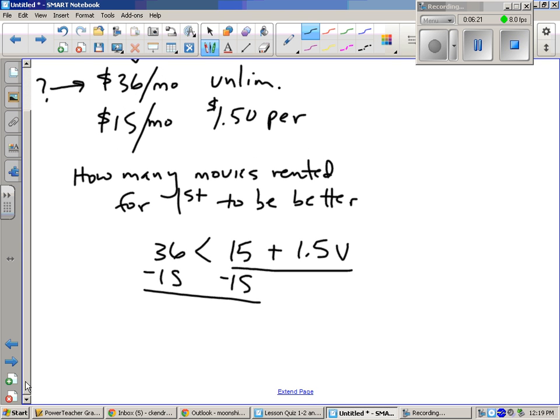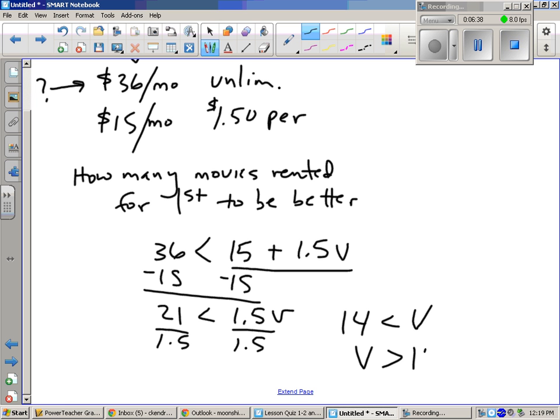Then I get 21 is less than 1.5 V for videos. Divide by 1.5, and it comes out to be 14. So videos, now I'm going to reverse this, so I have to reverse the sign too. So the videos have to be greater than 14. So I have to rent at least 15 videos to get my money's worth on that first deal.